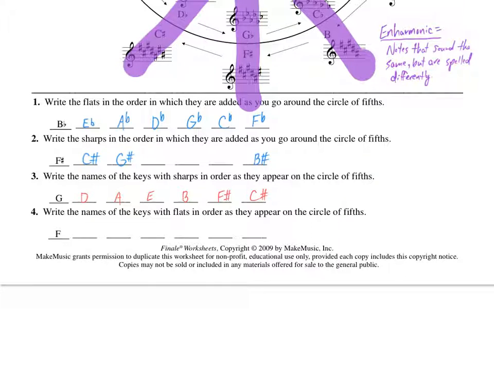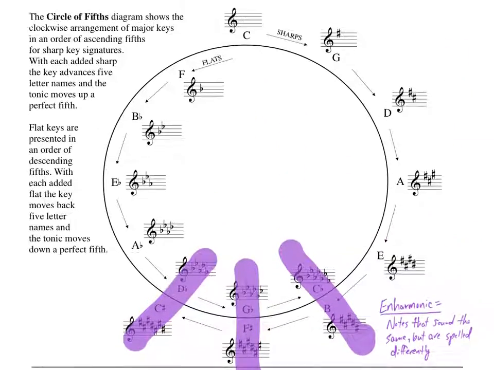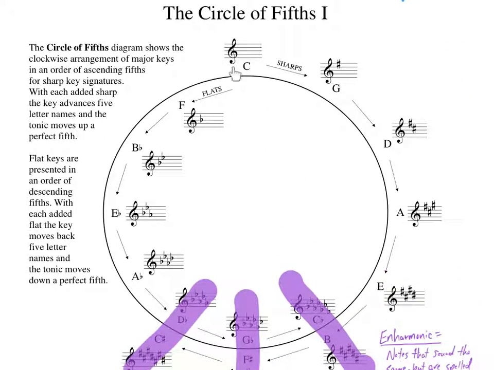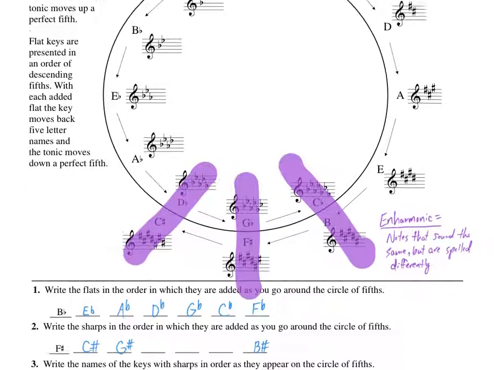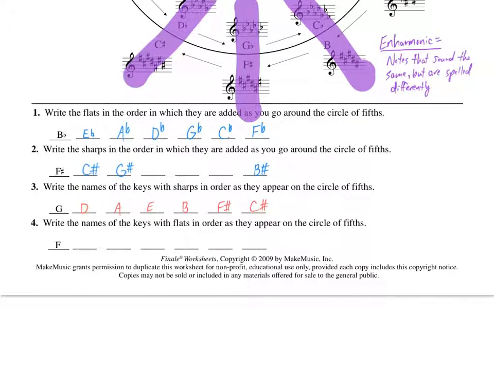The last one you can do, I'll do a little bit with you. It says, write the names of the keys with flats in the order as they appear on the circle of fifths. So once again, we're not going to worry about C major. The first one is the key of F, then the key of B flat, meaning the tonic, E flat, A flat, D flat, G flat, C flat. There you go. I kind of just gave it to you, so I'll write a few of them, and you can do the rest. And I want to see you do the rest of the page on your own. Should be a piece of cake.